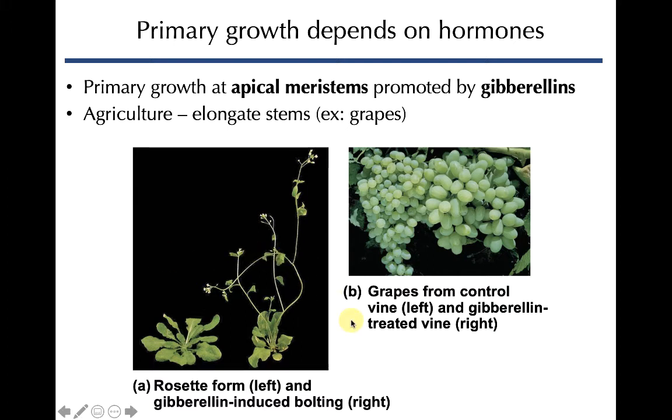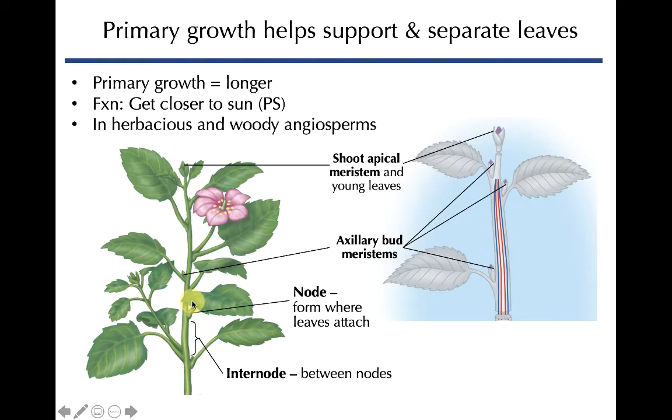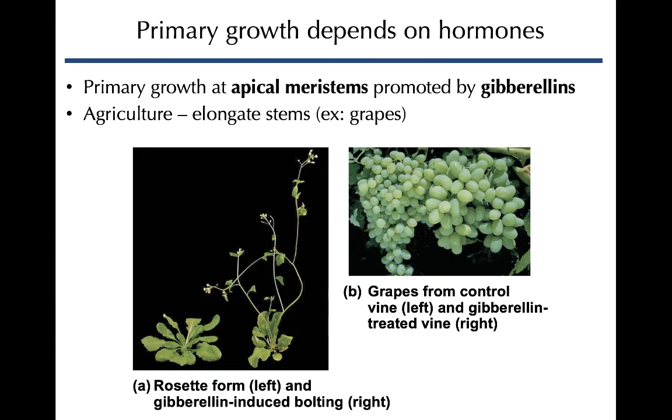It is useful for agriculture. These are both the same type of grape, but the one on the right was treated with gibberellins, so it does a number of things. One is it makes the stems elongate, and so when it does that, that means the flowers are further apart, which means that the fruit is further apart. So the stem elongation actually gives more room for the fruit to grow.